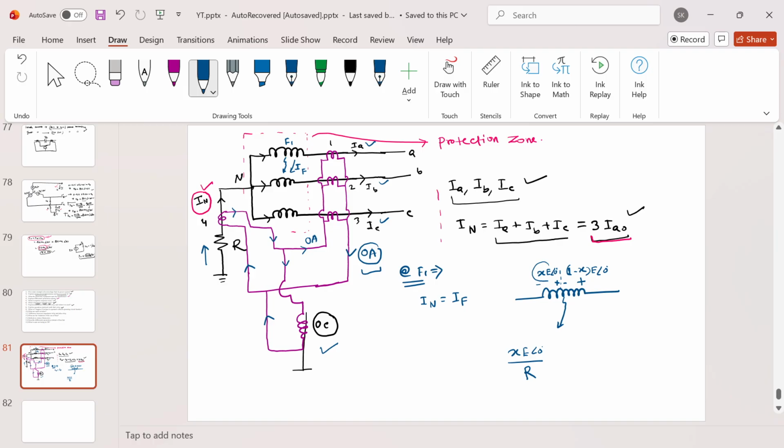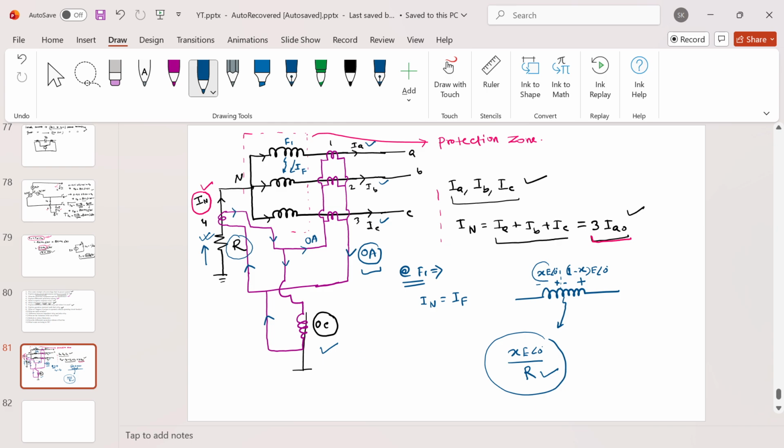And depending on this R value, you can protect your alternator windings against the earth fault. Unfortunately, due to this R, you will not be able to protect 100% of the winding. Around 80 to 85%, or sometimes even 90% of the winding can be protected by using this restricted earth fault relay. Because of this R, you cannot fully protect your winding.